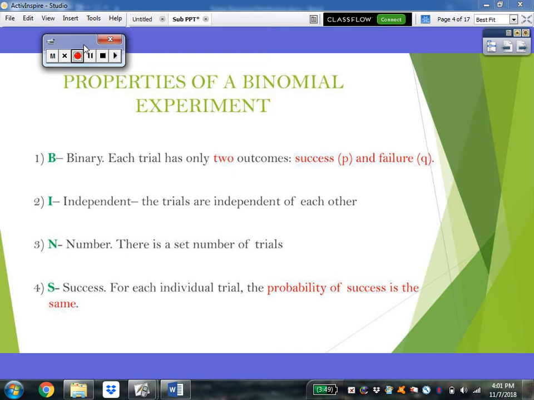The next one is I, for independence. Every trial has to be independent of each other. That means no trial can have an effect on either the next trial or the previous trial. Then we have N. N is the set number of trials. So when you're going to do an experiment, you know you're going to do it like 50 times, or if you're going through a card deck, you're going through 52 cards. And then S is the success. For each individual trial, the probability of success has to be the same. It means every single time you have to have the same chance that you could be successful.